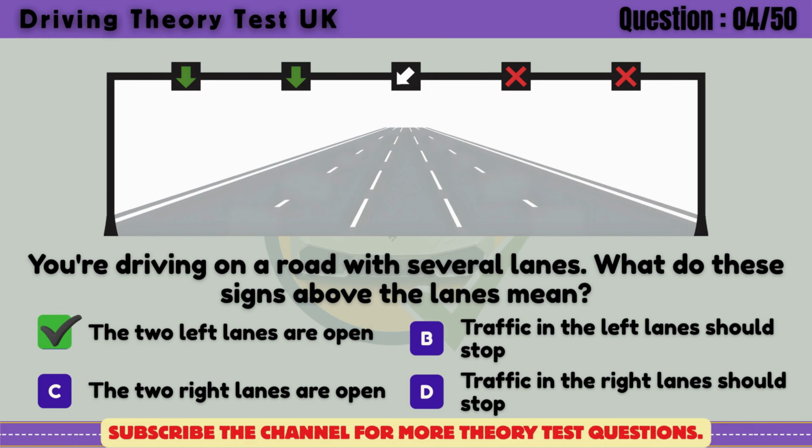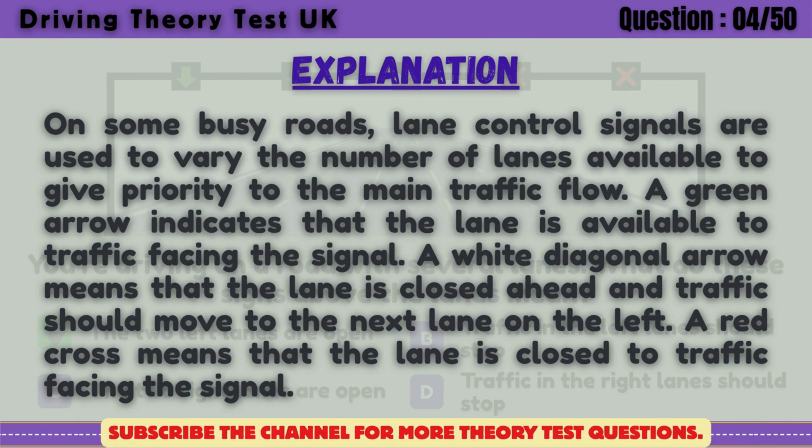Answer is A. The two left lanes are open. On some busy roads, lane control signals are used to vary the number of lanes available to give priority to the main traffic flow. A green arrow indicates that the lane is available to traffic facing the signal. A white diagonal arrow means that the lane is closed ahead and traffic should move to the next lane on the left. A red cross means that the lane is closed to traffic facing the signal.